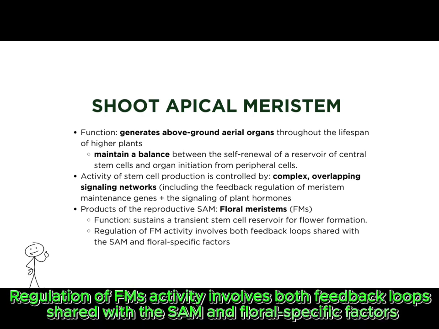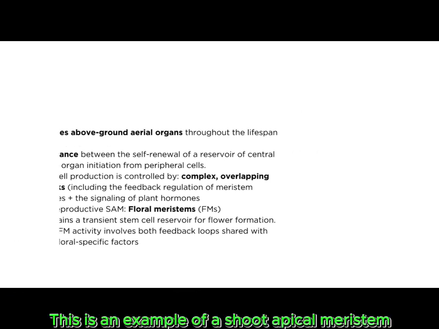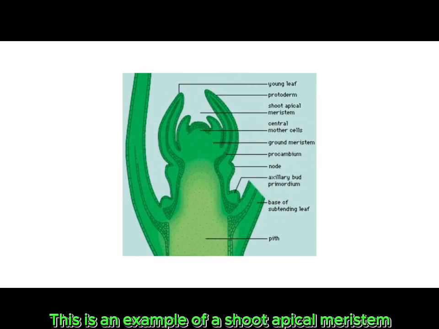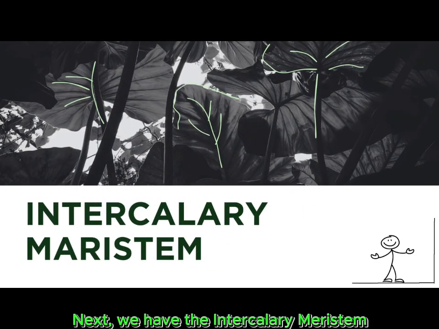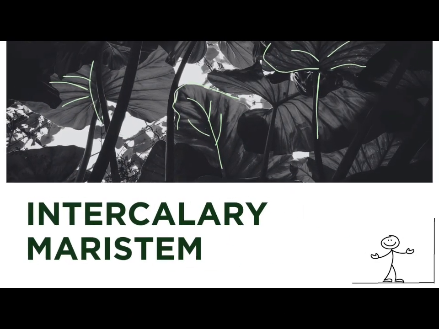Regulation of floral meristems activity involves both feedback loops shared with the shoot apical meristems and floral-specific factors. This is an example of a shoot apical meristem. Next, we have the intercalary meristem.